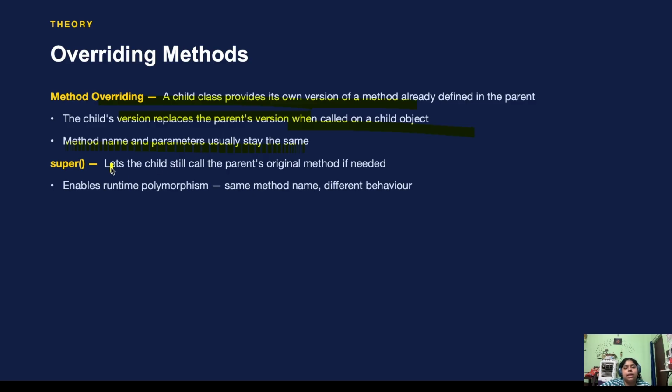Super. Let the child still call the parent's original method if needed. This enables runtime polymorphism: same method name and different behavior. Here comes the concept of polymorphism. When you see that for the same name, the behavior of the code is actually different, that's the reason behind it. When super comes and the child is already providing its things and the parent is providing its things, and both have similar names but the behavior is completely different, then comes the idea of polymorphism, right?